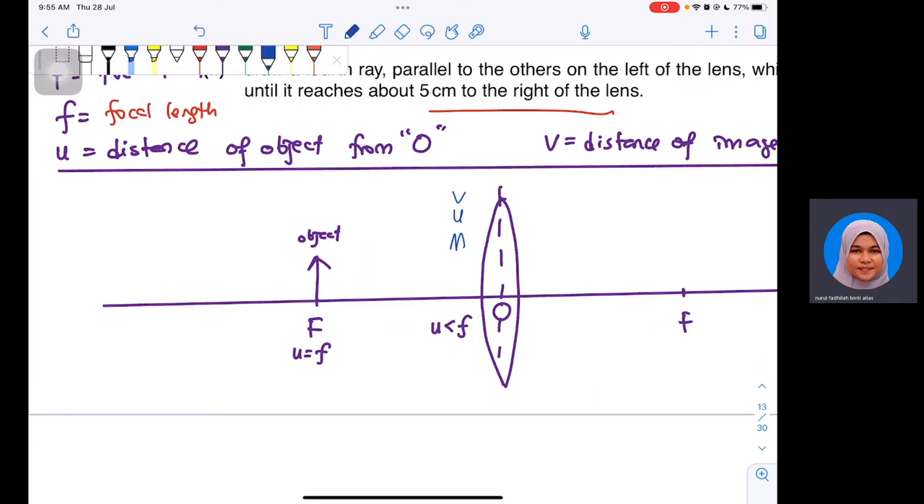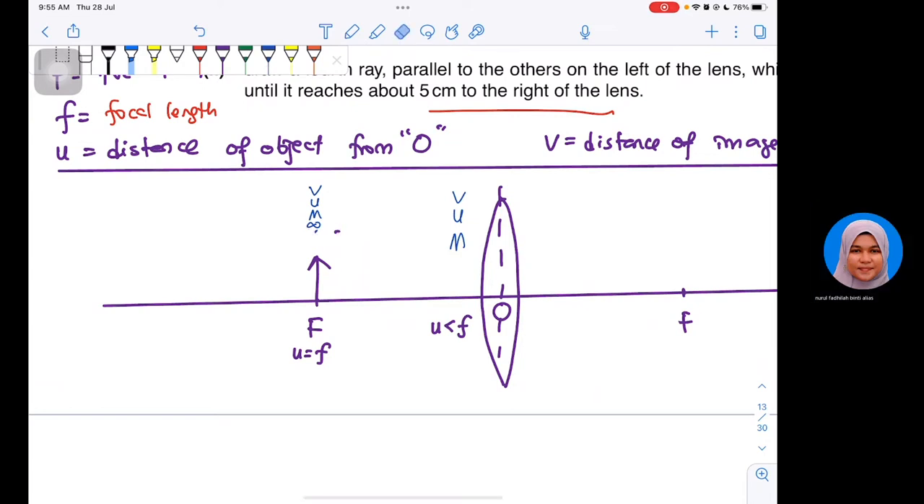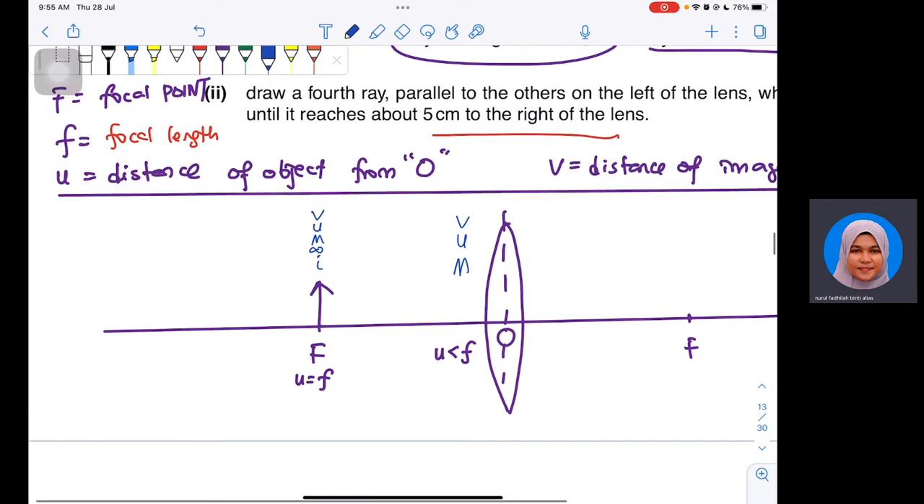So you need to study this. Actually the image is V, U, M at infinity. VUM at infinity. Infinity means you cannot draw; you don't need to draw the image. The image is somewhere at infinity, far away. Alright, and then what happens if the object is moved further away?